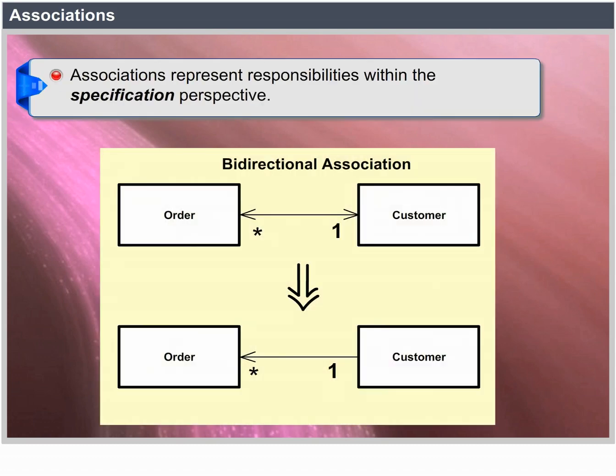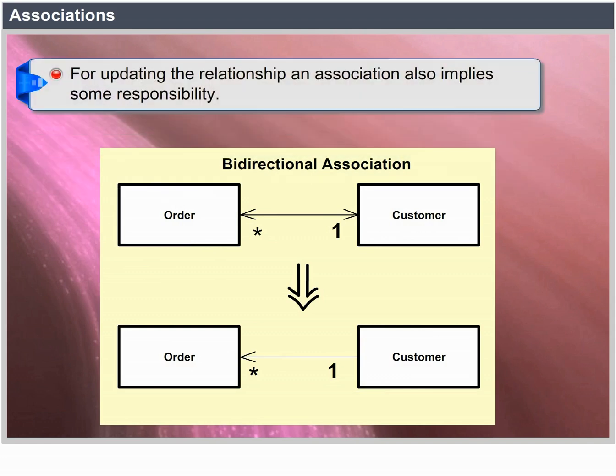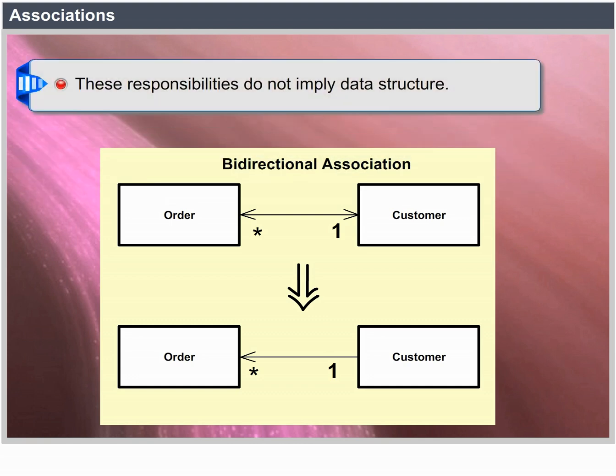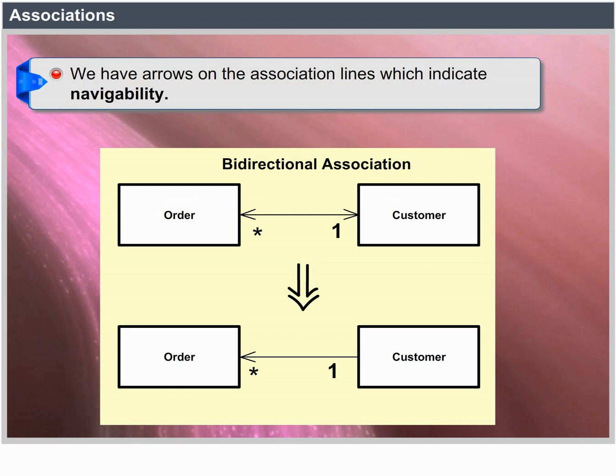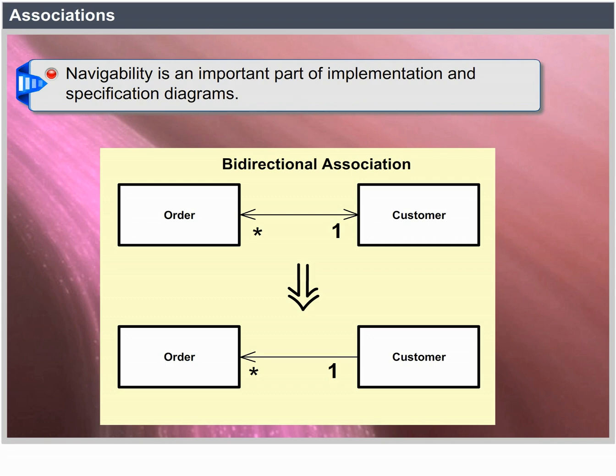Association represent responsibilities within the specification perspective. For updating the relationship, an association also implies some responsibility. These responsibilities do not imply data structure. They imply pointers in both directions between the related classes in an implementation model. We have arrows on the association lines which indicate navigability. Navigability is an important part of implementation and specification diagrams.